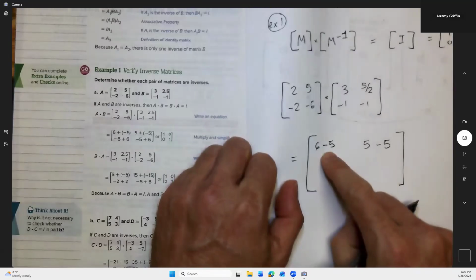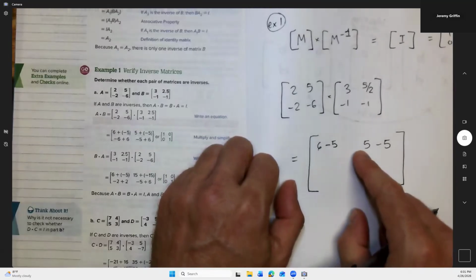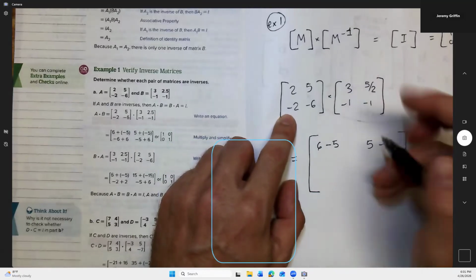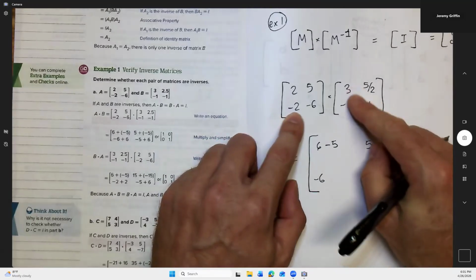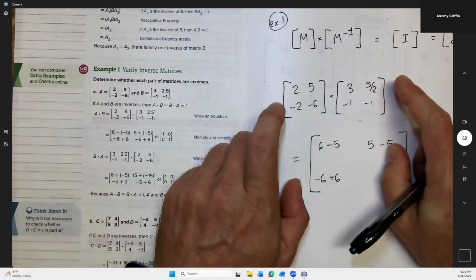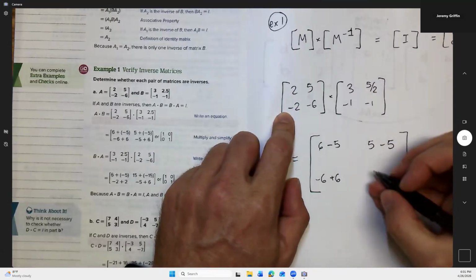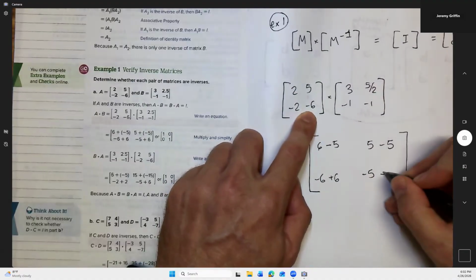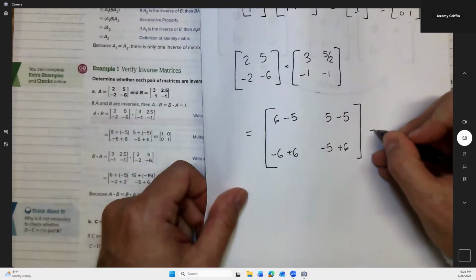So I've got element 1,1 and element 1,2. Now let's go to element 2,1. Negative 2 times 3 is negative 6, and then negative 6 times negative 1 is positive 6. And finally, negative 2 times 5 halves is negative 5, and then negative 6 times negative 1 is plus 6. Look how that cleans up.